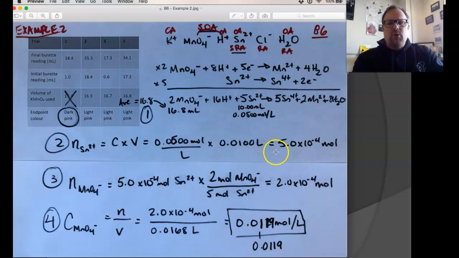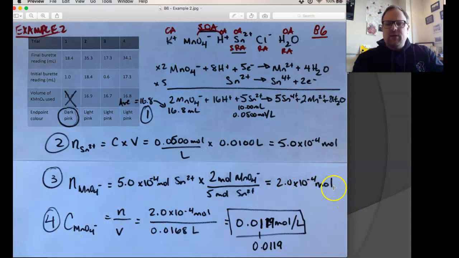Once I've got my number of moles of my measured, I can figure out my number of moles of my unknown using mole ratio. And so I took my moles that I calculated in step 2, so that's moles of tin 2 ions, multiply it by what I want over what I have. I want to figure out moles of permanganate. I have moles of tin 2 plus. So it's 5 times 10 to the minus 4 times 2 over 5 gives me 2 times 10 to the minus 4.